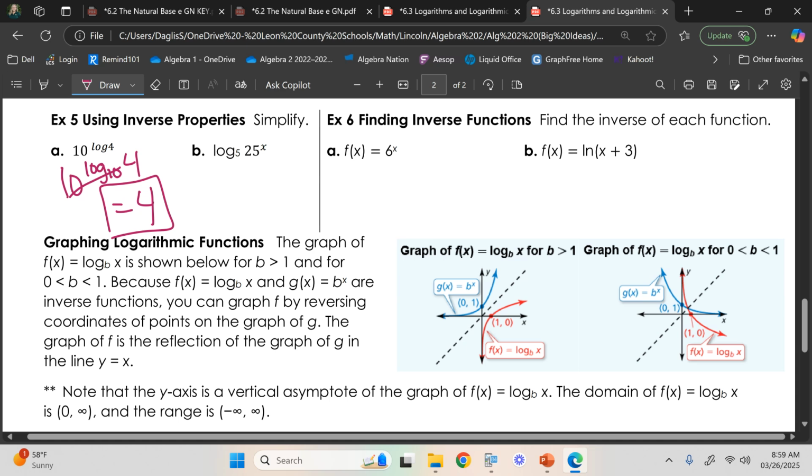How can I rewrite just the number 25? It still equals 25. Yes. 5 times 5 times 5, which is 5 squared. So right here, log base 5 of 5 squared to the x. So it's the same thing. I haven't changed the problem. 5 squared is 25. So instead of 25 to the x, now it's 5 raised to the 2x.